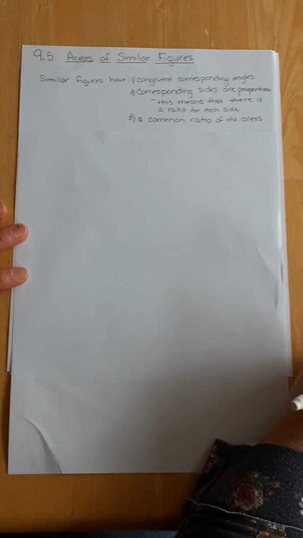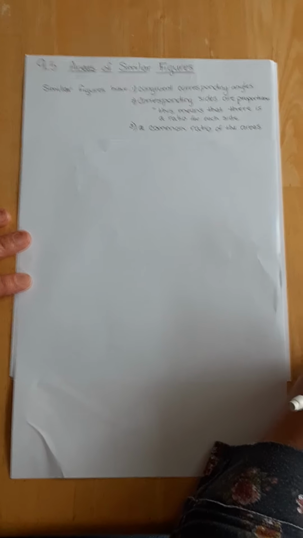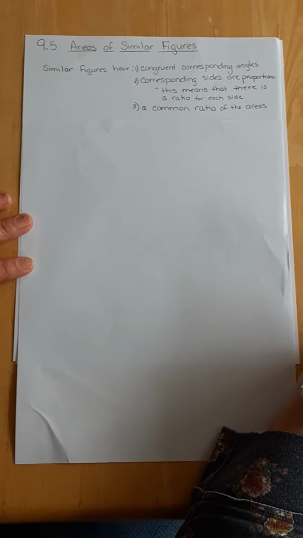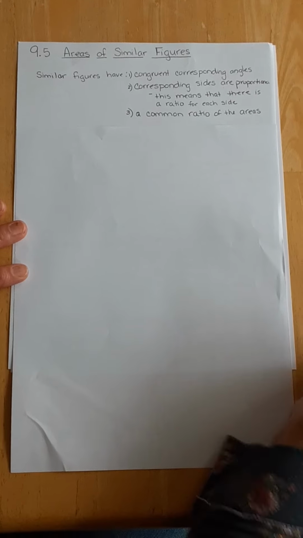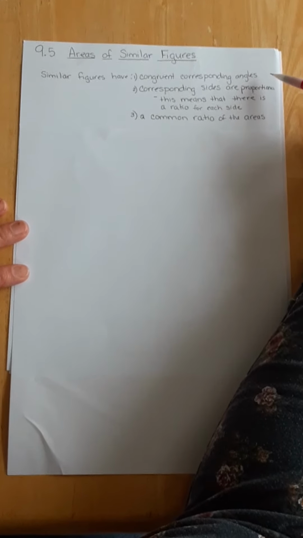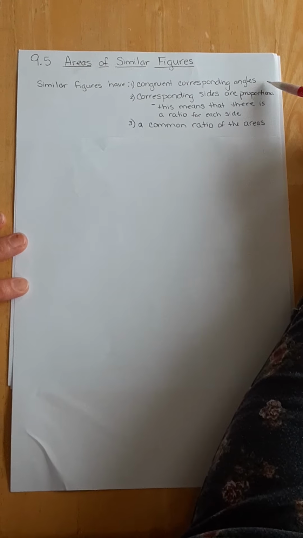Hi, 7th graders. Today we're going to do section 9.5, areas of similar figures. We've got to go back and remember what exactly are similar figures. Remember, similar figures have to have congruent corresponding angles. That's what gives them the same shape.